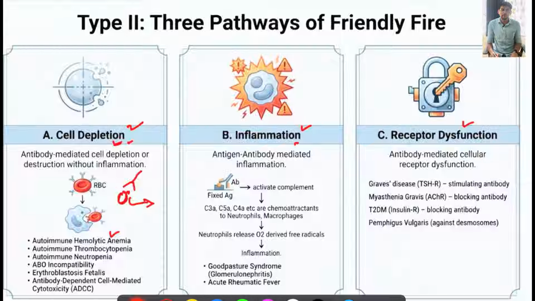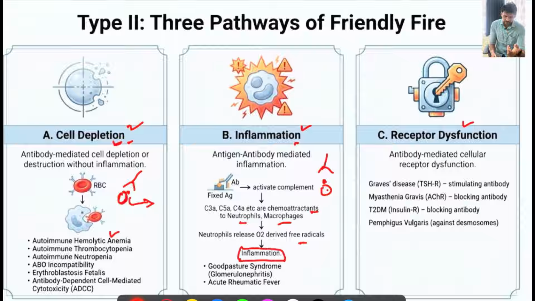Whereas in inflammation type 2 hypersensitivity reaction, what happens is, these outsiders are coming and creating a scene in front of home, recruiting more number of people to come and watch that. So what is that? Again here, antigen will be fixed over various of our tissues, but the antibodies will arrive there and they will not just take away the antigen, they will activate complement system. Then there will be chemoattractants, then there will be recruitment of neutrophils, macrophages. All these will lead to free radical release. That's what will end up in inflammation. So this is inflammatory type. Examples are Goodpasture syndrome and acute rheumatic fever.